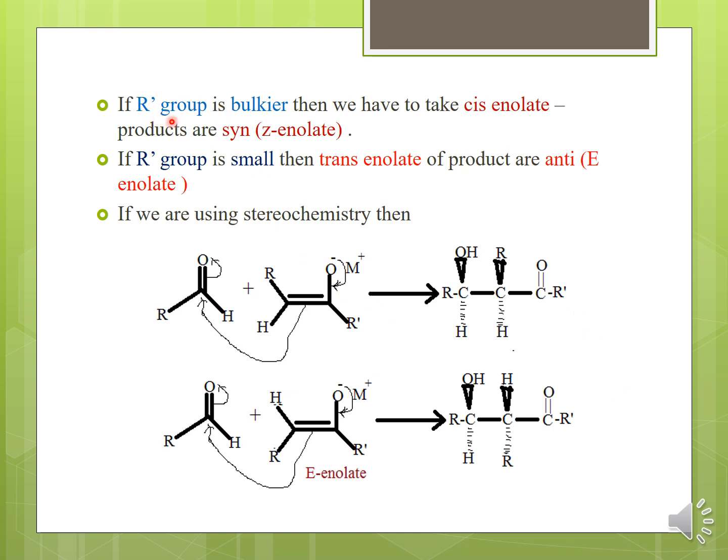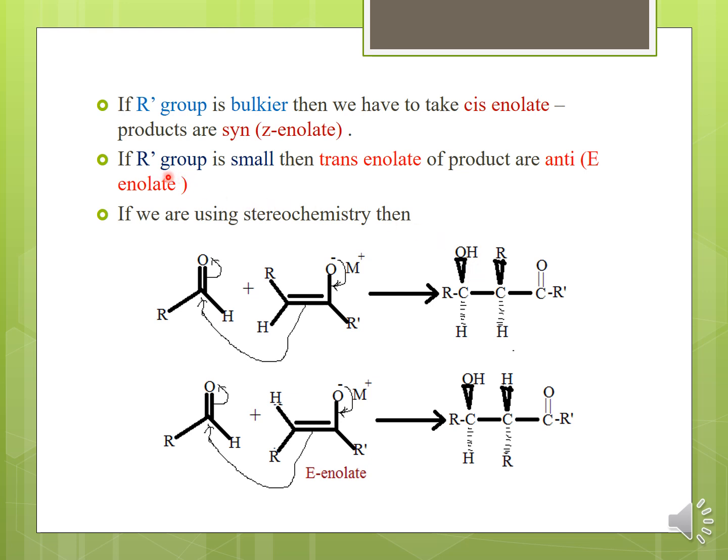whenever the R dash group is bulkier. In this, this is your Z enolate and this is your E enolate, and with both you are taking the aldehyde group, and you are showing what the possibilities of the product are. Whenever the R dash group in the enolate ion is bulkier, at that time you have to take the cis enolate and treat it with an aldehyde. You will get back your Z enolate as your product.